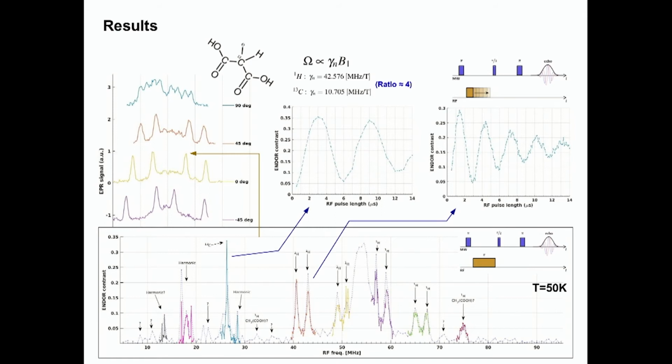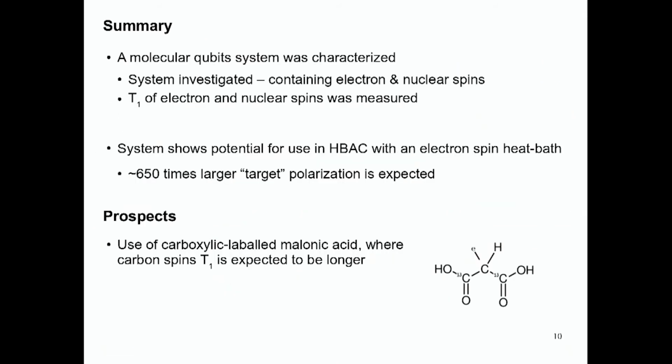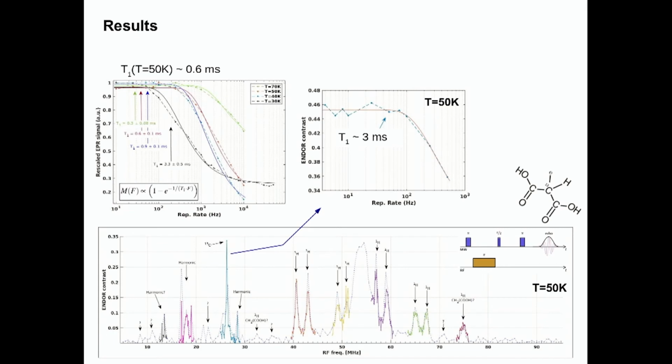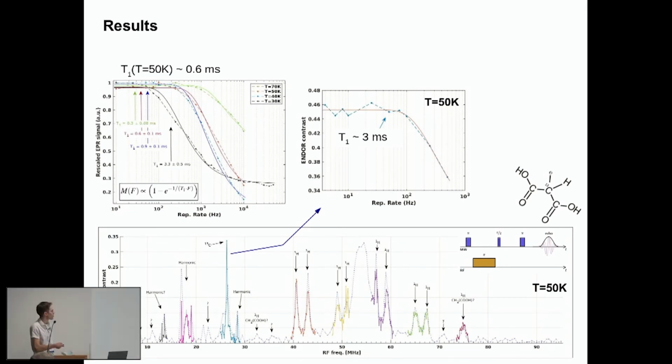So again, we measure T1 of the carbon, and in the experimental conditions we looked at, we get a larger T1, which is good, but not by an order of magnitude. We get approximately 3 milliseconds compared to 0.6 milliseconds. It still means this carbon may be useful for heat-bath algorithmic cooling, but ideally we'd want to have a larger difference.